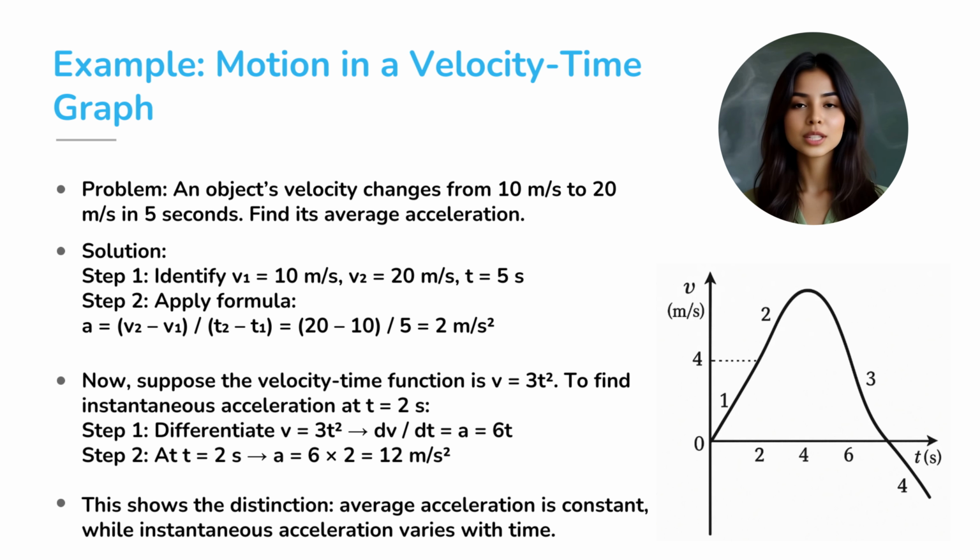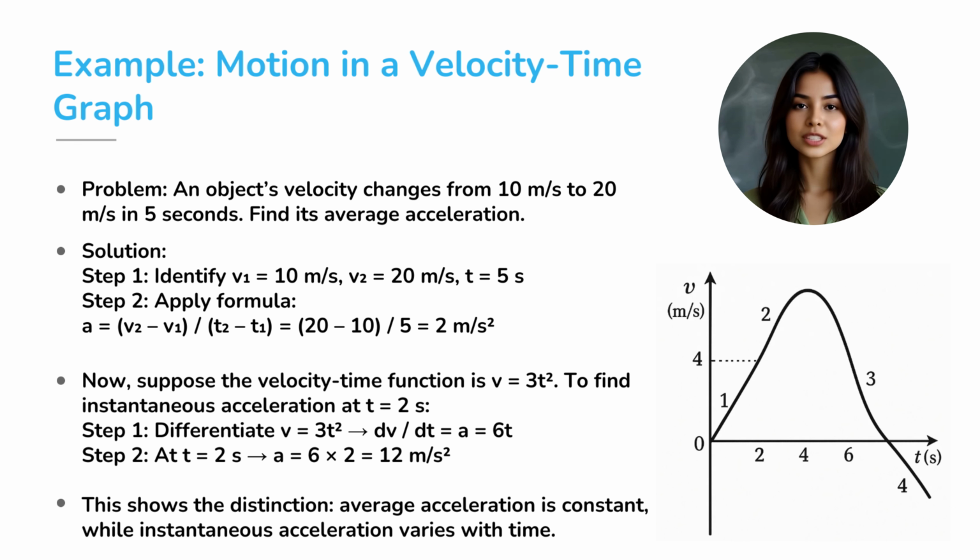Time for a worked out example. Let's compare average and instantaneous acceleration. Suppose an object's velocity increases from 10 meters per second to 20 meters per second in 5 seconds. Let's find average acceleration. Step 1. Use the formula a average equals (20 minus 10) divided by 5, which gives a average equals 10 divided by 5, which is equal to 2 meters per second squared.